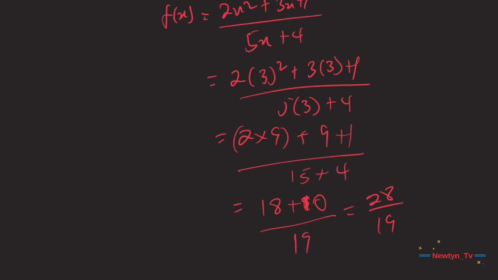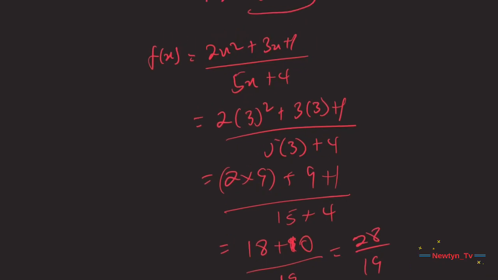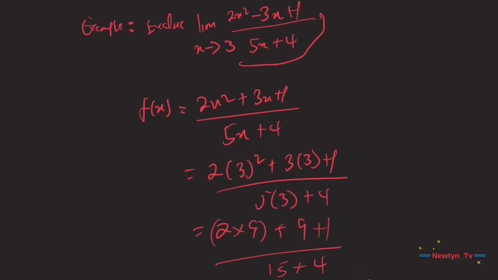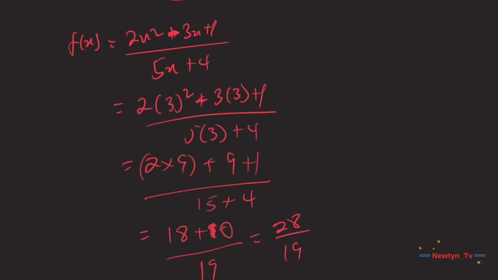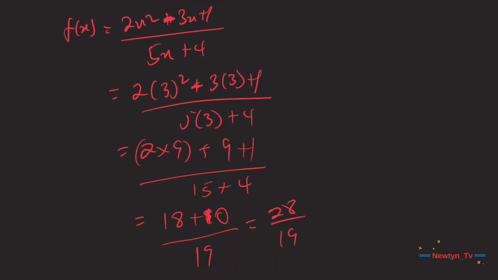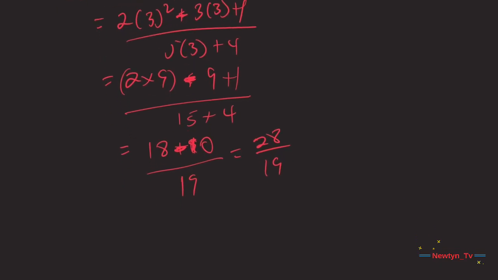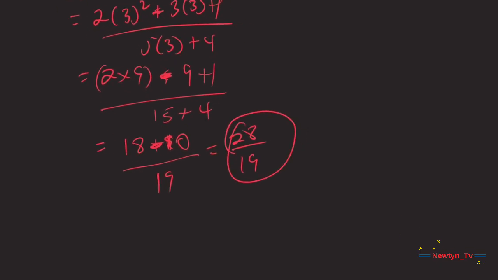Okay, so there was a mistake here. Here it was minus. Let's correct that. Here it was minus, so we should have minus here. So minus minus. Instead of the 28 over 19, it should be 10 over 19. Okay, it should be 10 over 19.